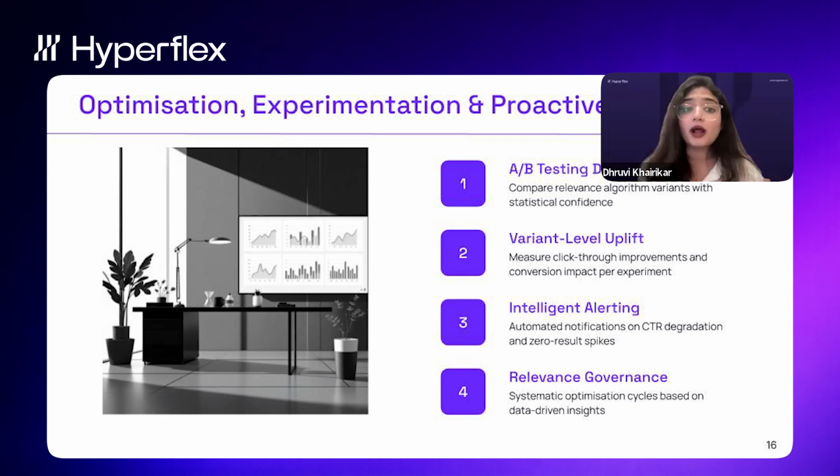Third is proactive alerting. Kibana alerts can notify teams when zero result queries spike suddenly, when MRR drops, or when abandonment increases beyond a specific threshold.